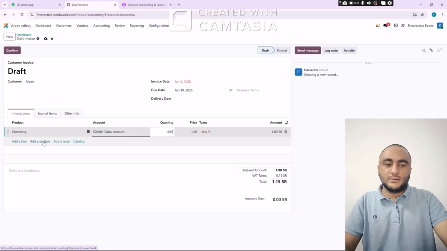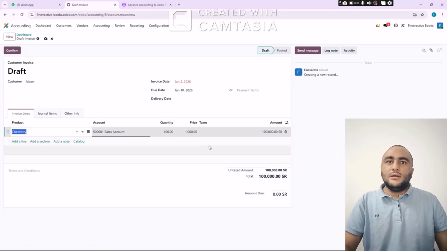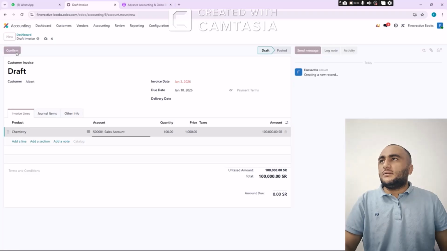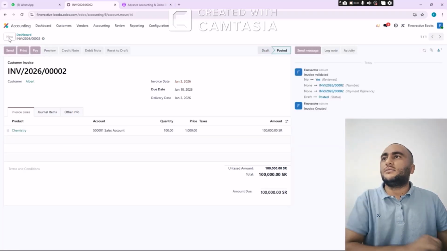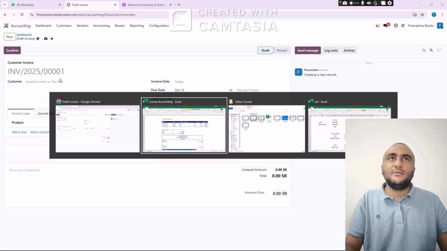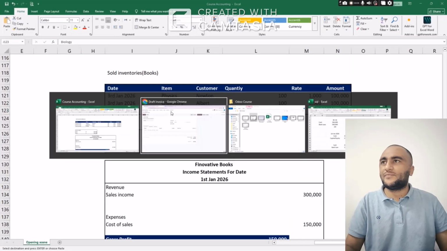Again, 100 quantity for 1000 in price. It's again 100,000. You just have to confirm it. Our second invoice is ready. Now let's create our third and final invoice, which is biology sold to Tesla.